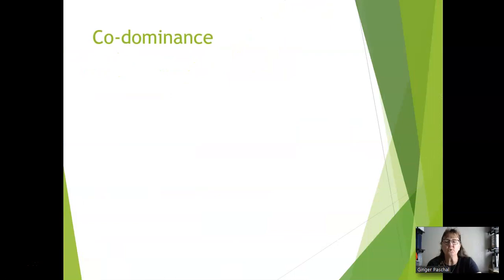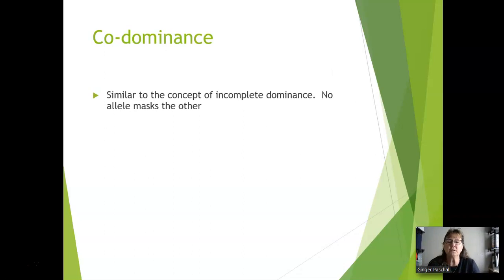So next we have codominance. Please make sure you do not confuse this with the previous term. So codominance is similar to incomplete dominance because neither allele masks the other. Now the example that I give typically with codominance is if I were going to share my teaching responsibilities with someone else. That other person and I are going to cooperate.